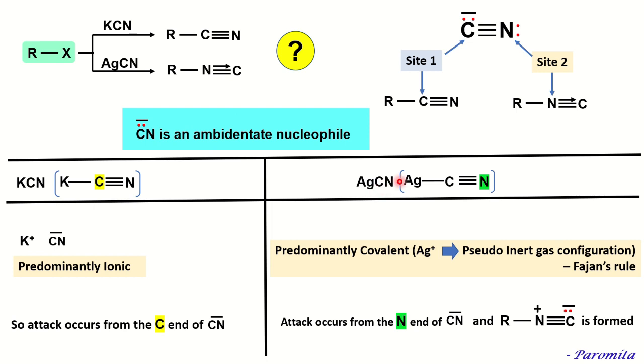Whereas silver cyanide is predominantly covalent in character. This is because Ag plus has pseudo-inert gas configuration. According to Fajan's rule, cations having pseudo-inert gas configuration favor polarization, thus favor covalency. So AgCN is predominantly covalent in nature. So here attack occurs from the nitrogen end of cyanide and alkyl isocyanide is formed.